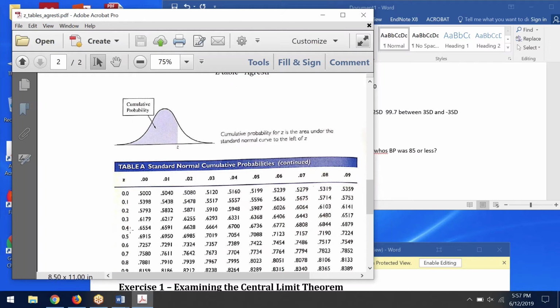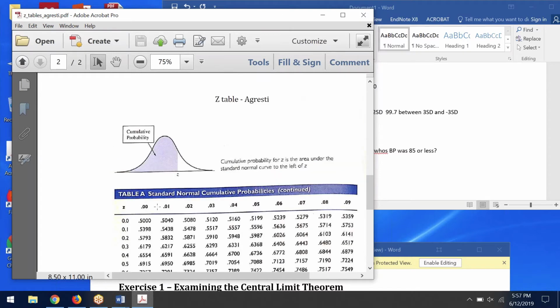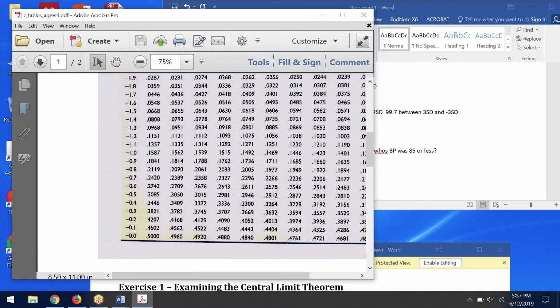So anything with a positive z-score is going to be more than 50%. You can see even 0 is exactly 50%. 0 and plus anything goes above that. So let's take a look at our 1.5.